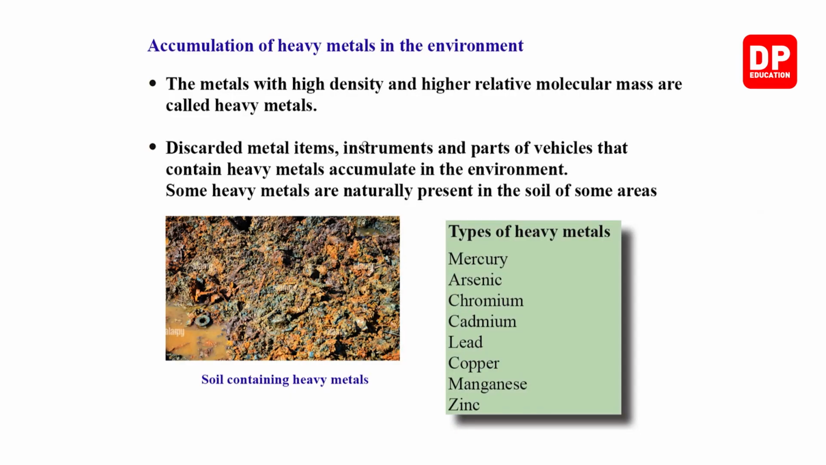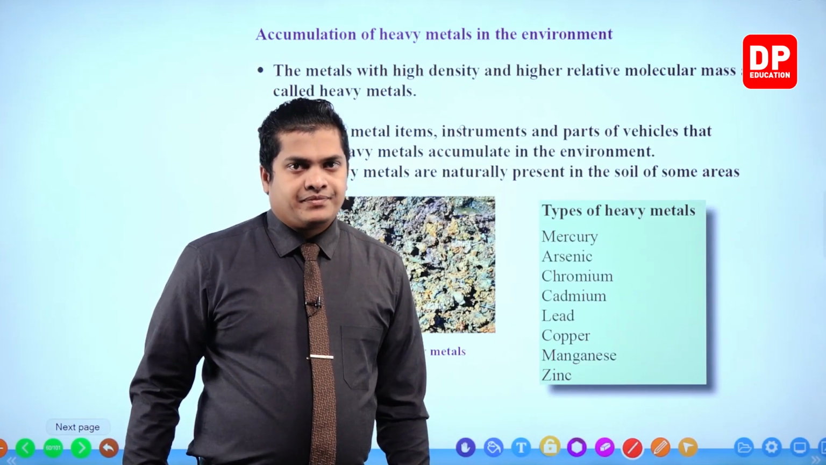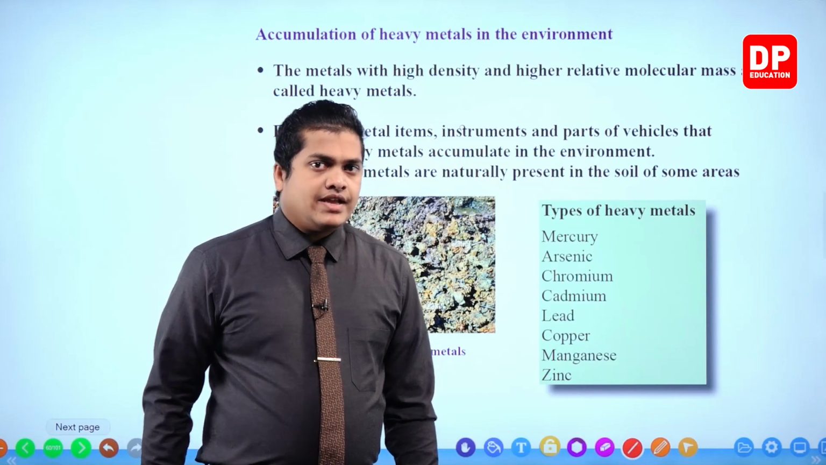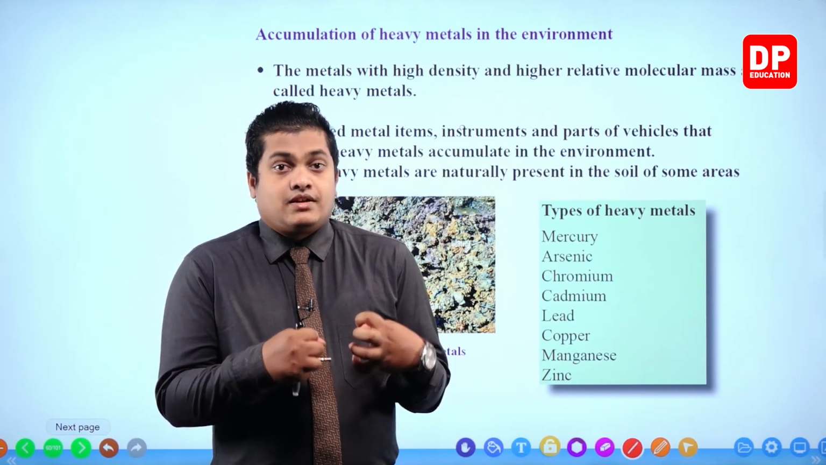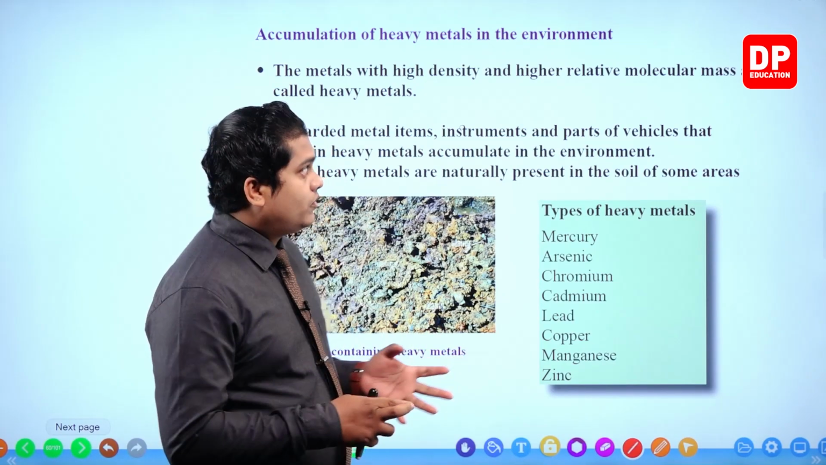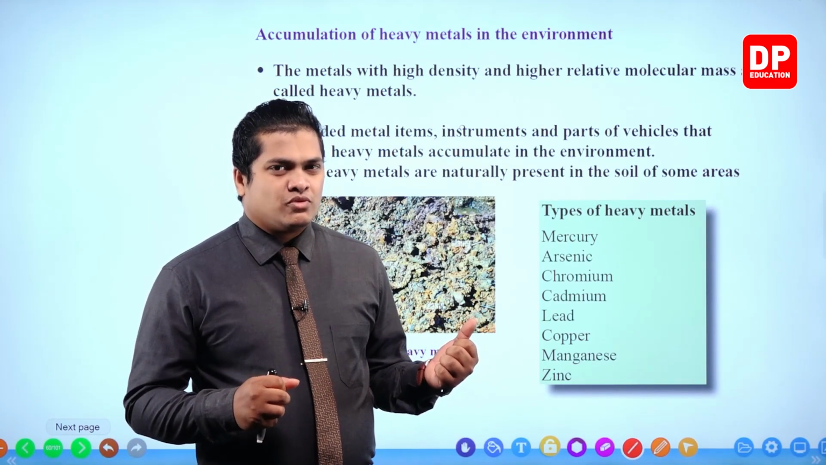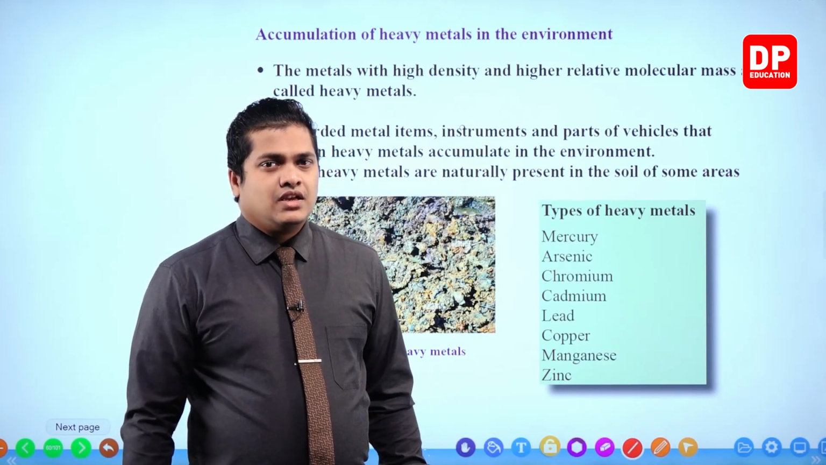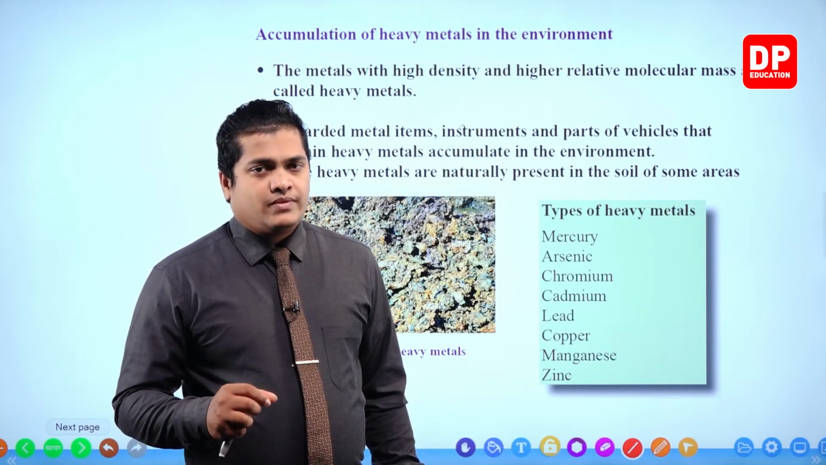The metals with high density and high relative molecular mass are called heavy metals. So like I said, metals that have a very high density, a very high relative mass. Relative atomic mass is the correct one over here, right? But we can apply relative molecular mass as well, because most of the time, my dear children, these things are being disposed of as compounds. So relative atomic mass or molecular mass, both are correct.